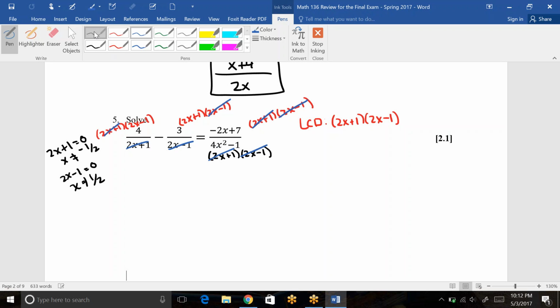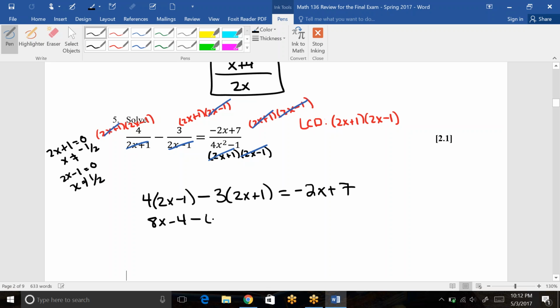will cancel out. So what we're left with is there's a numerator, so that's a 4, and a 2x minus 1. I know that was kind of hard to see. And then there's a negative in between the first two fractions. And then there's a 3 and a 2x plus 1 and equal sign, and then we just have our numerator of 2x plus 7. Distribute, we get 8x minus 4, and then negative 6x minus 3. Bring down everything else. Combining like terms, we'll get 2x minus 7 equals negative 2x plus 7.